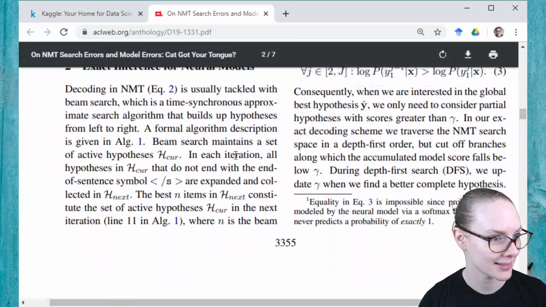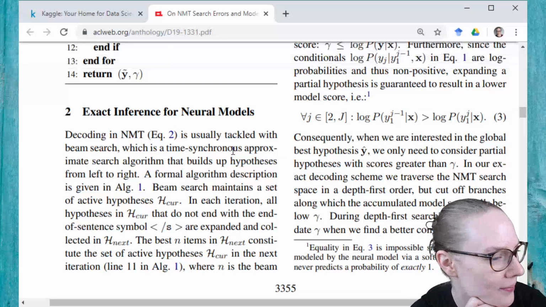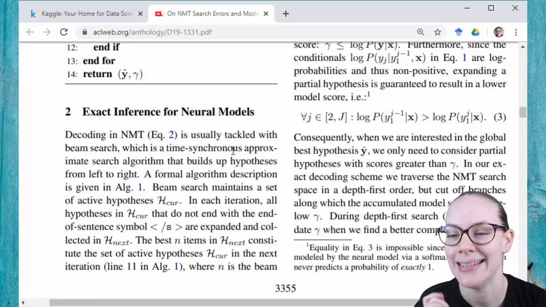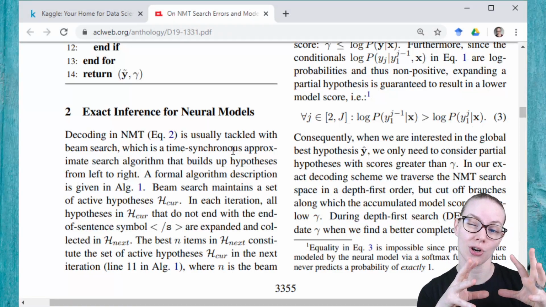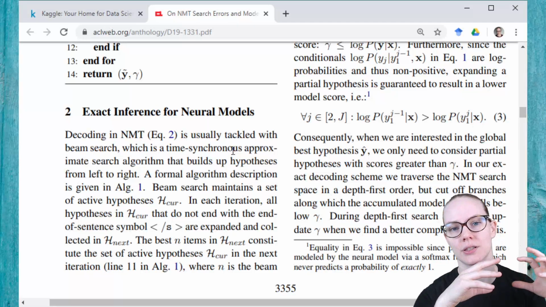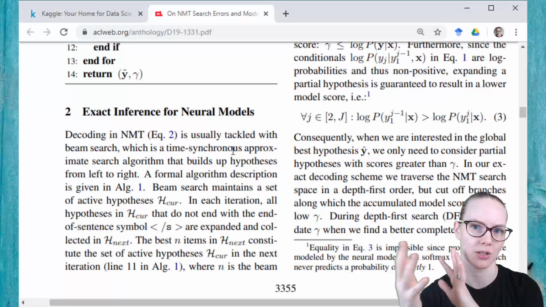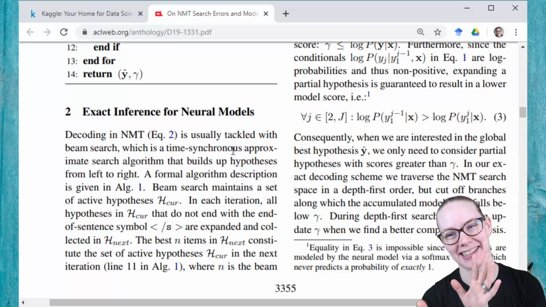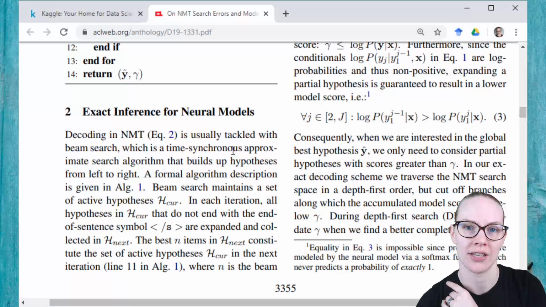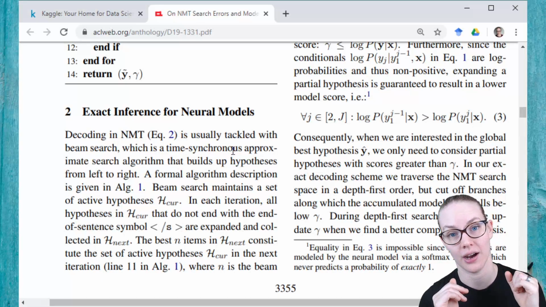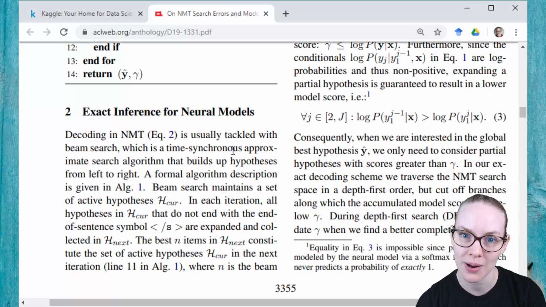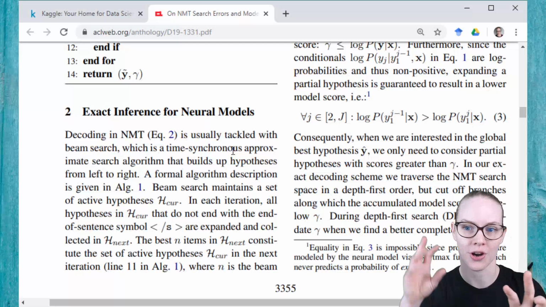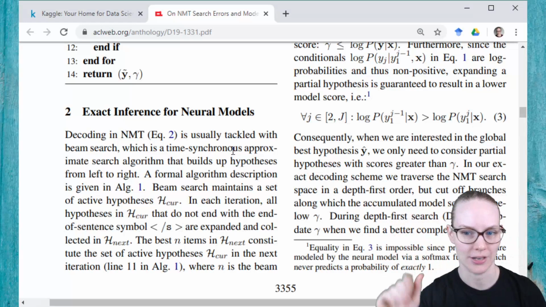2, exact inference of neural models, and we'll come up to the algorithms once we hit that in the text. Exact inference for neural models. During NMT, equation 2, decoding. So if you remember, we've talked about this a little bit for sequence-to-sequence stuff. There's usually an encoder and a decoder, and the encoder takes input, like words, and puts them into numbers. And then the decoder takes the numbers and puts them back into words. So BERT, for example, is the encoder half of the transformer architecture. The original transformer architecture, which we also read in the Vaswani paper, has the encoder and a decoder. So decoding is what the decoder does.